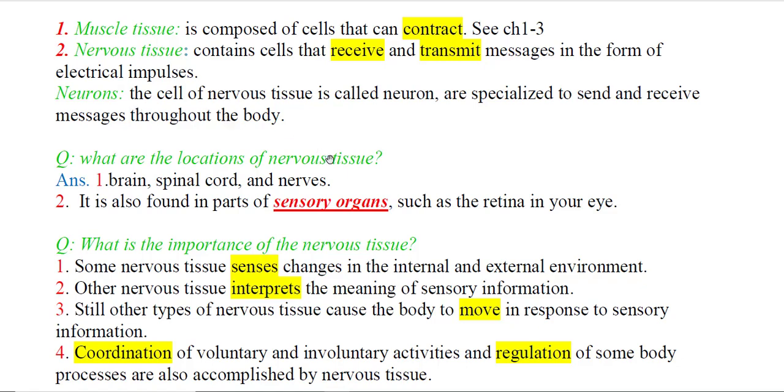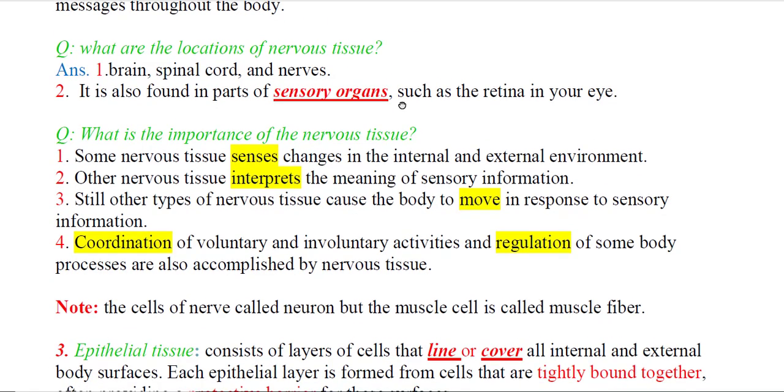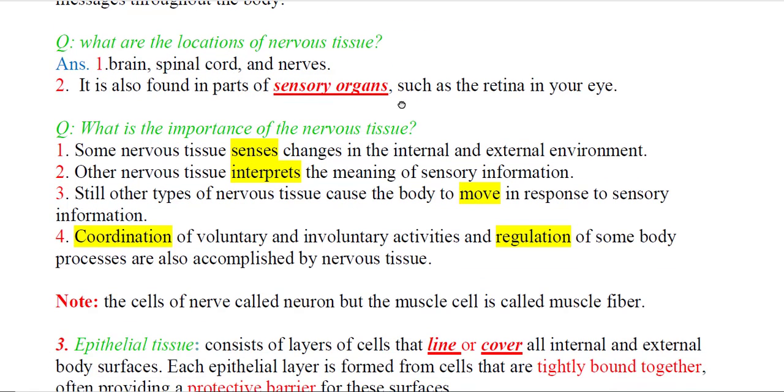The cell of the nervous tissue is called neuron, which is specialized to send and receive messages throughout the body. What are some locations of the nervous tissue? The main position for the nervous tissue is brain and spinal cord, and also nerves. What is the difference between nerve and nerve cell? Nerve cell means one cell.